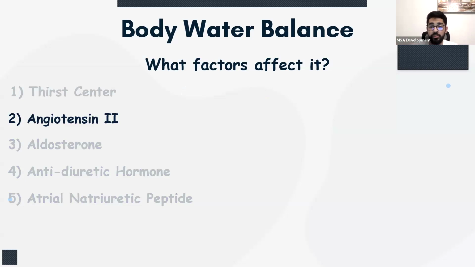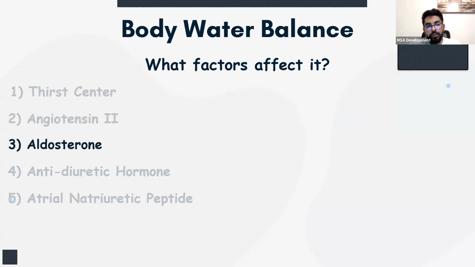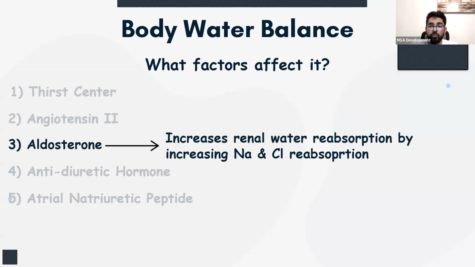Angiotensin 2 has multiple functions in the body, but for the sake of this lecture, we're just going to focus on one, which is stimulating the release of aldosterone from the adrenal gland. So aldosterone goes into the kidneys and acts on them, and it's going to increase the absorption of Na and Cl. And when that happens, Na and Cl are going to be reabsorbed, and they're going to pull water with them, and therefore water reabsorption is going to increase too.